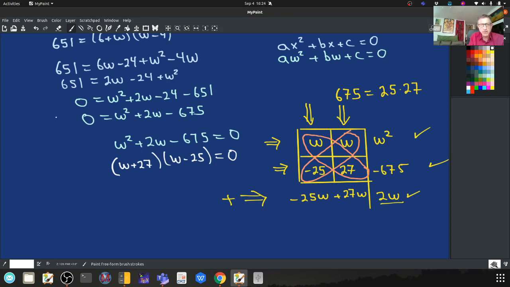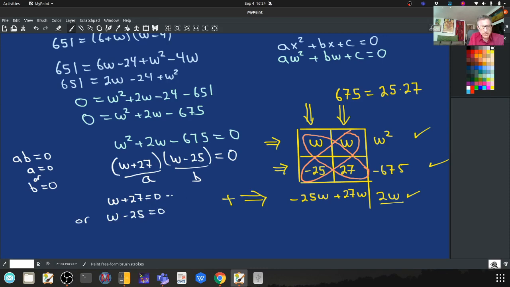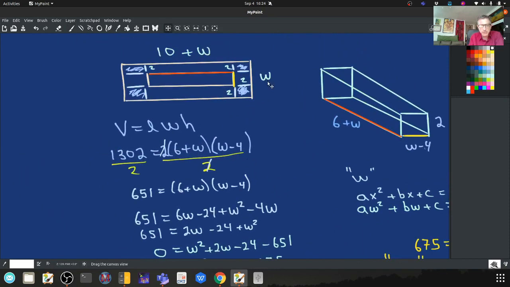So I just use now the zero product property. This is sum A and this is sum B. And I know that if A times B is equal to 0, then A is equal to 0, or B is equal to 0. So that means w plus 27 is equal to 0, or w minus 25 is equal to 0. So that implies w is equal to minus 27, and the bottom one implies w is equal to 25. So w is equal to 25.